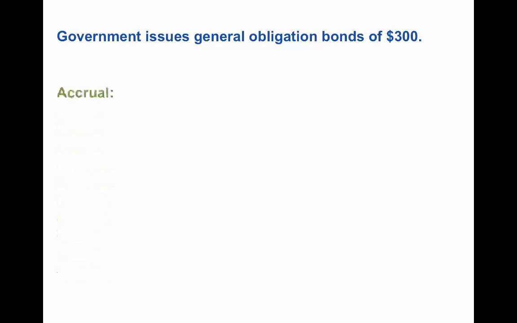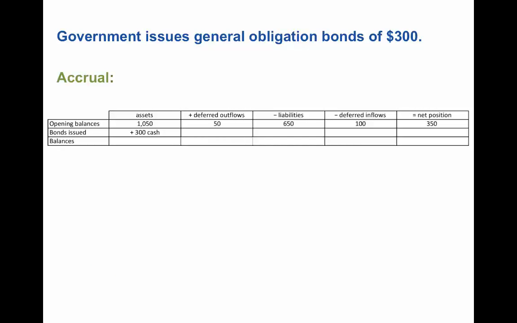Now, the government issues general obligation bonds. These are tax-backed bonds. They're going to be repaid with the general resources of the government, which for the most part is taxes. So from an accrual perspective, they have $300 in cash. That's the proceeds of the bonds. In reality, it would be something less than that after you subtract transaction costs, but to make it simple, we'll pretend there aren't any. And this government now also has a long-term liability, a $300 bonds payable.